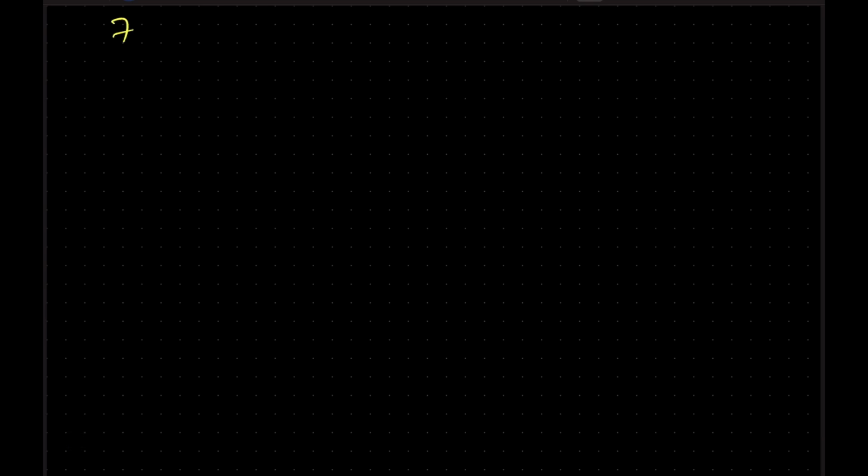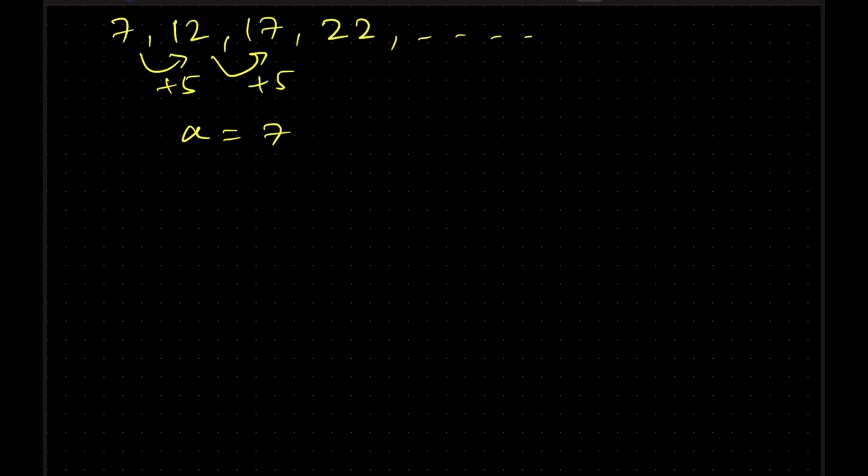So let's see one question. Suppose the AP is 7, 12, 17, 22, and so on. You can see it is increasing by 5. So here the first term is 7, common difference is 5. You have to find the sum till the 100th term.